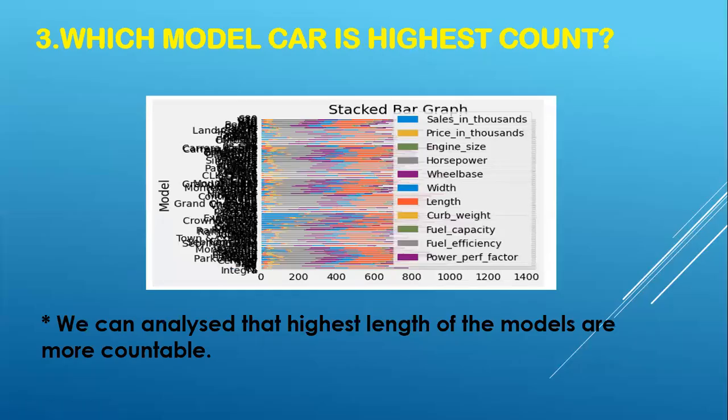Next, which model of cars has the highest count? In this graph we can analyze that the highest length of the models are more countable. Here the orange color is length. Most of the color visible is orange. So we can conclude that the highest length of the models are more countable.